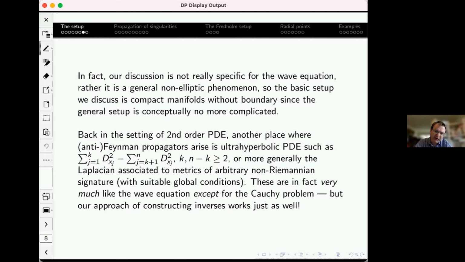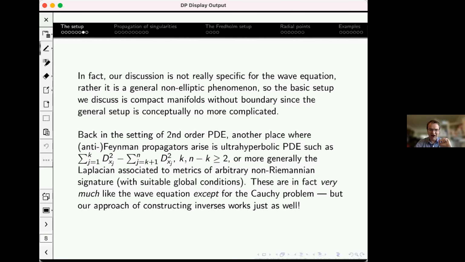Okay, but another thing I wanted to say about the second order PDEs, right? The wave equation is in fact one of the ultra hyperbolic PDEs. So we have a bunch of plus signs and a bunch of minus signs, and more generally the Laplacian associated with metrics of arbitrary non-Riemannian signature, with suitable global conditions, is in fact completely analogous. So I don't know, ultra hyperbolic PDEs somehow have a bad reputation, but in fact they're completely like the wave equation except for the Cauchy problem. There's no analog of the Cauchy problem. And this is related, as we'll see, to the characteristic set or energy shell having just one connected component, and the only reasonable inverses are the Feynman and the anti-Feynman inverses. So this is not the fault of the operator; it's the fault of wanting to think about the Cauchy problem. So it's not the fault of the operator, but of humans.